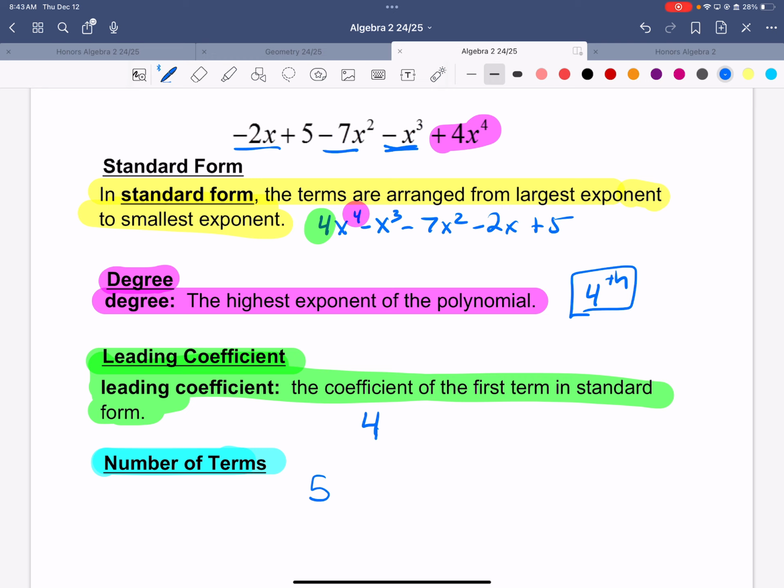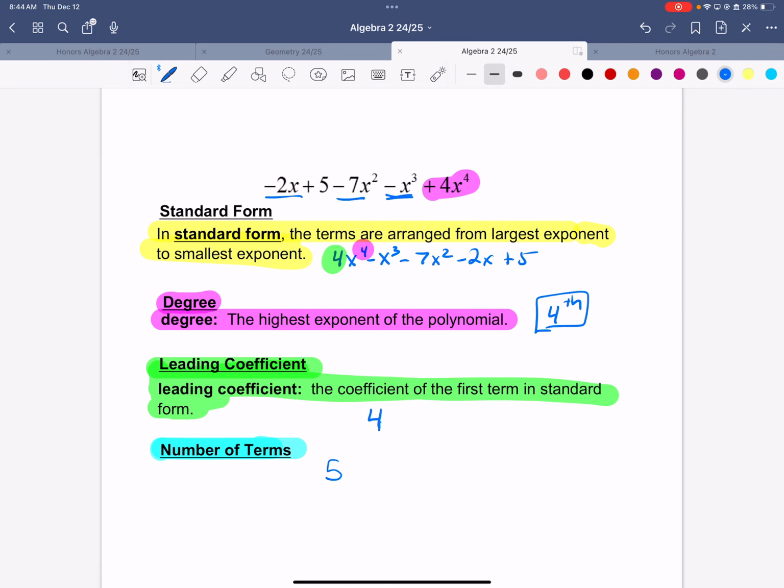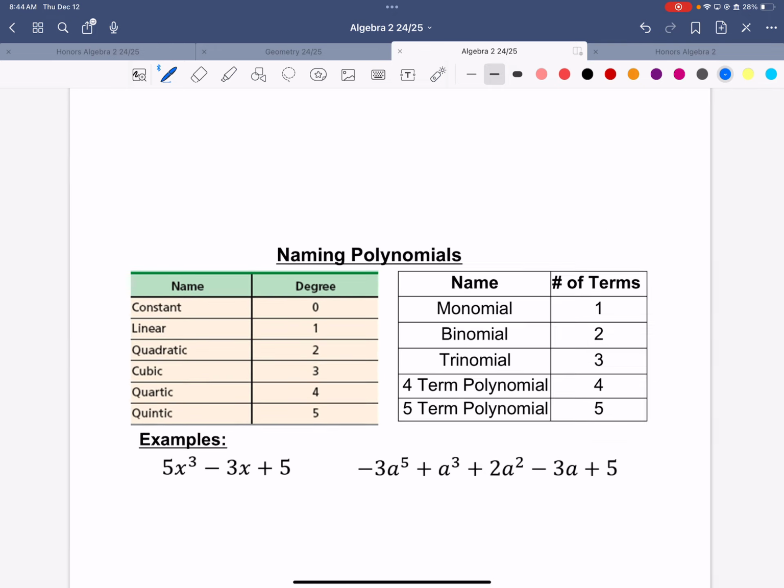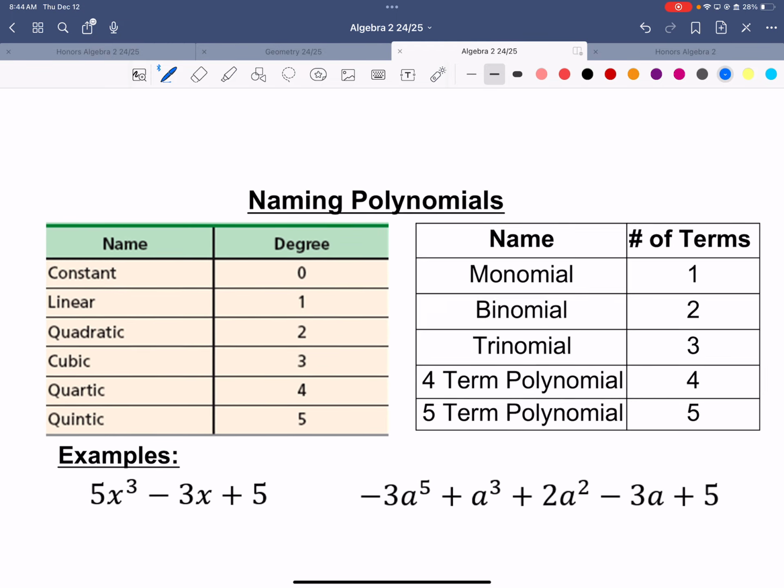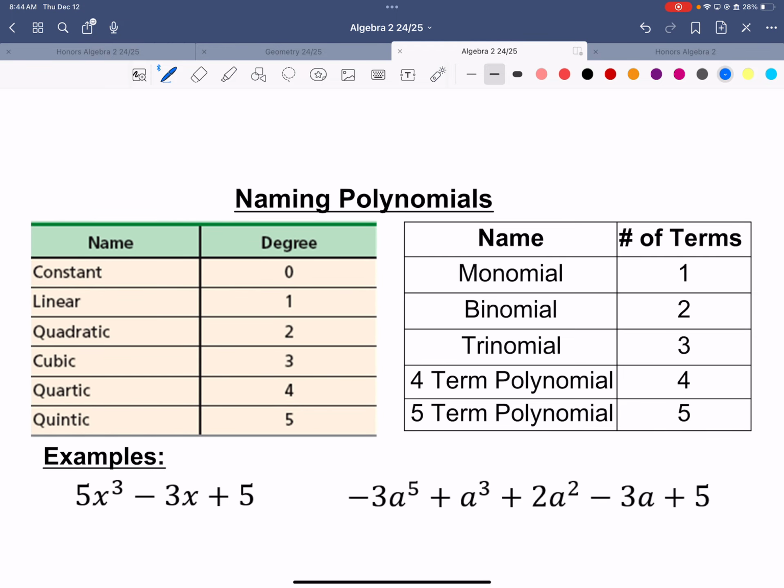Okay, so standard form, largest exponent to smallest exponent. Degree, the exponent of the largest of your first term if it's in standard form. Leading coefficient is this first number that you see. And then the number of terms you can all count, I hope. Okay. Now, when we're naming polynomials, they have names. We name them in 2 ways. According to their degree and according to the number of terms that they have. So these need to be in your notes because you need to know these things because you are going to be asked.